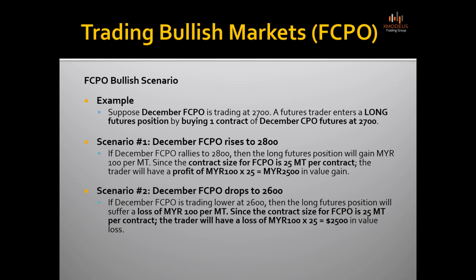Now, sometimes markets don't move exactly as you want. So if December FCPO drops to 2006, okay, it's dropped, you bought at 2007 and now it's 2006, there's a 100 ringgit loss per metric ton. So in that case, your position will be 100 ringgit times 25, a 2,500 ringgit loss.